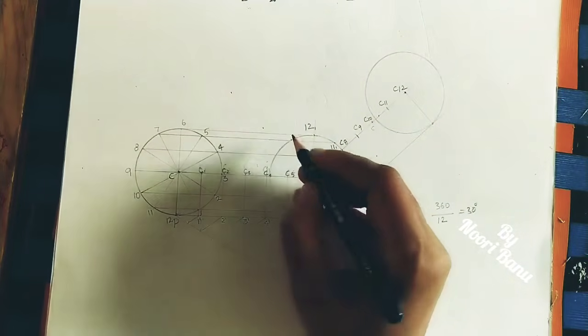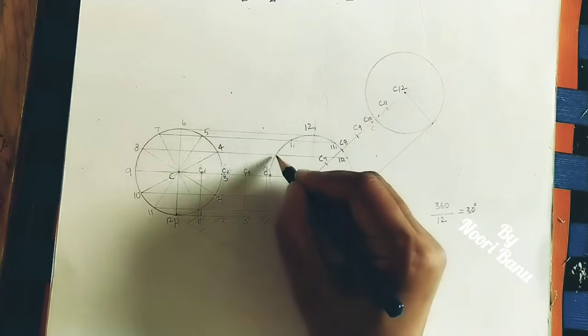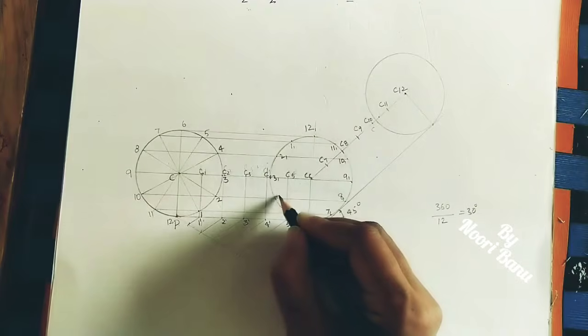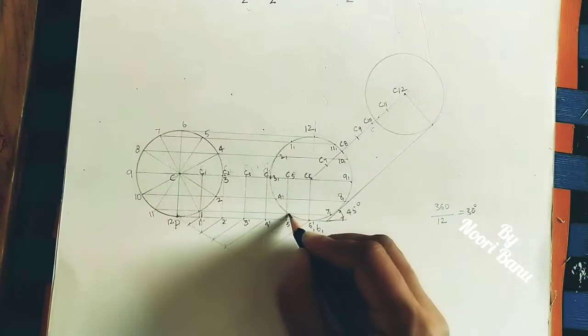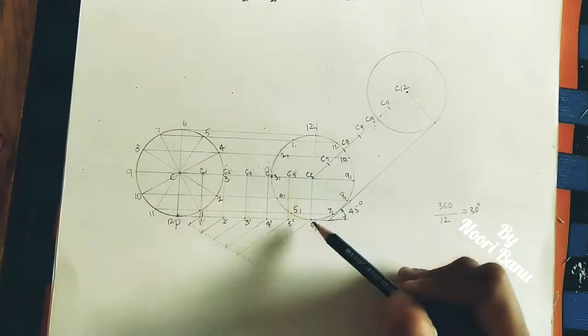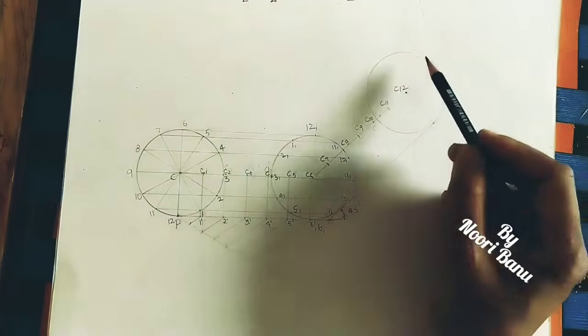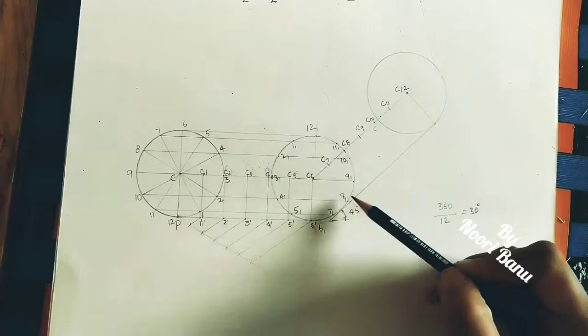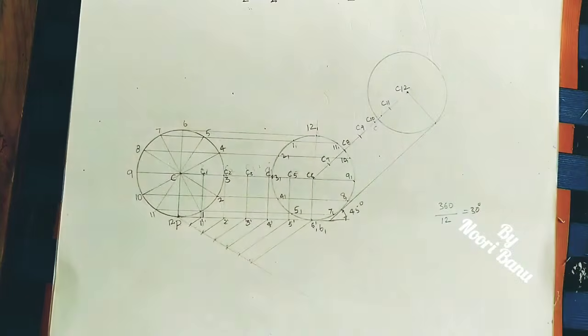So this is 1. Okay, the next point is 2, 1. This is 3, 1. This is 4, 1, and this intersection point is 5, 1. After getting the points on this circle, divide this circle into 12 divisions. So whatever points are there, at those points draw lines parallel to this 45 degrees line.